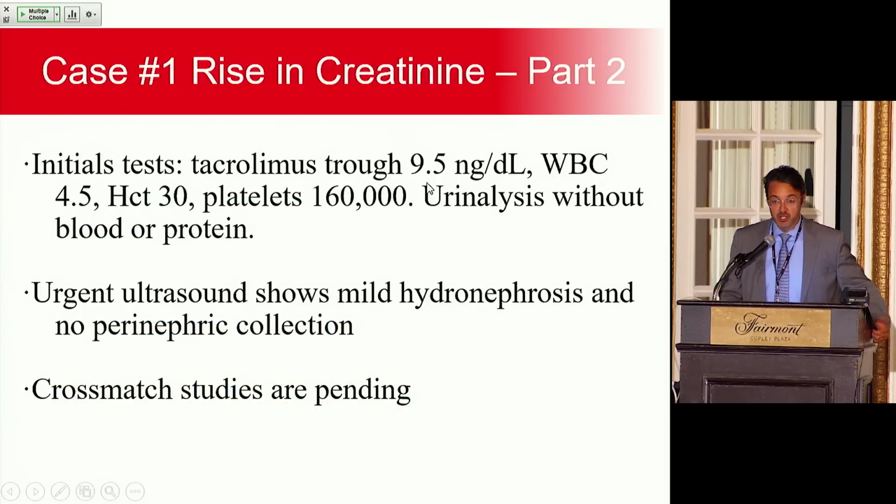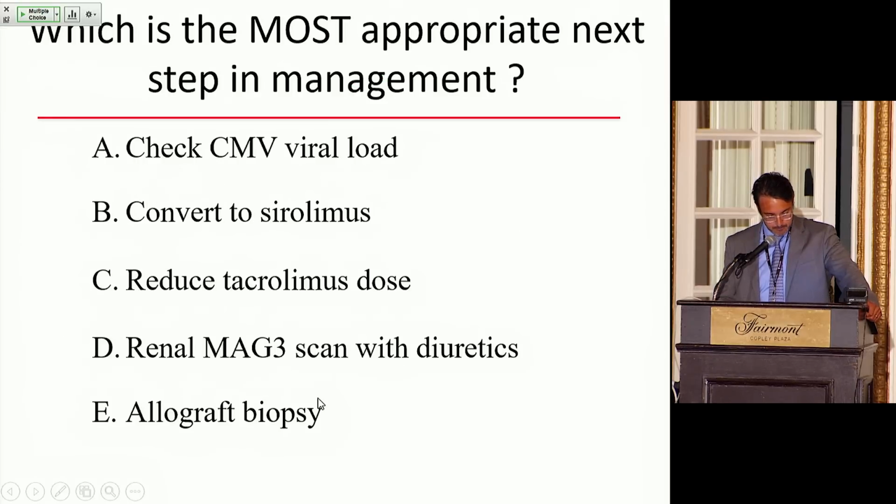So his initial results came back as tacrolimus trough level 9.5, white blood count of 4.5, creatinine 3.0, platelets 160,000. His urinalysis was negative. He had an urgent ultrasound that showed mild hydronephrosis and no perinephric collections, and his cross-match studies are pending. So now, what is the most appropriate next step in management? You check a CMV viral load, you convert the patient to sirolimus, you reduce the tacrolimus dose, you do a renal MAG-3 scan with diuretics, or you do an allograft biopsy.